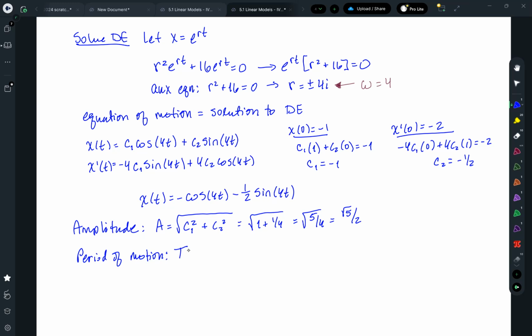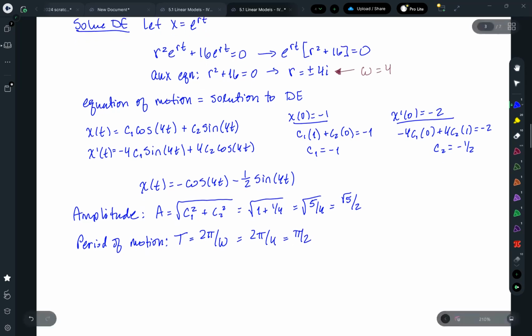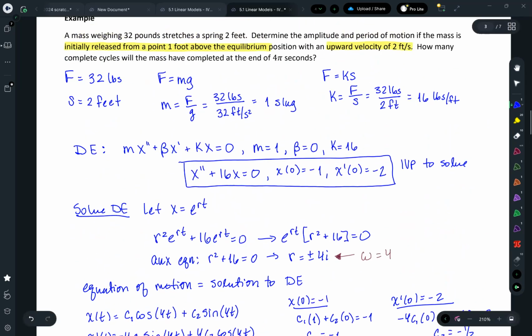The period of motion, that's T, and T is equal to 2 pi over omega, where up above I did highlight that omega is 4. And so this is 2 pi over 4, which simplifies to just be pi over 2. And then let's see what else was there.